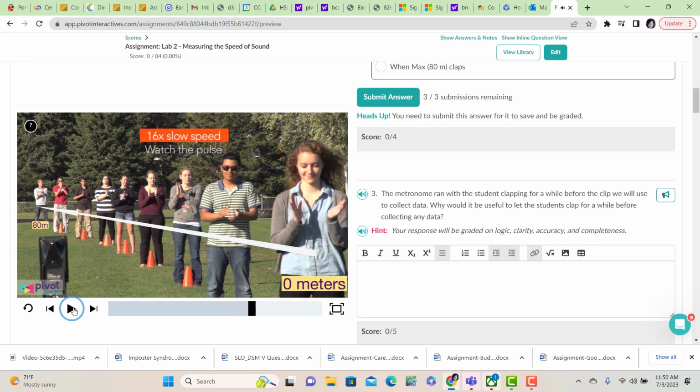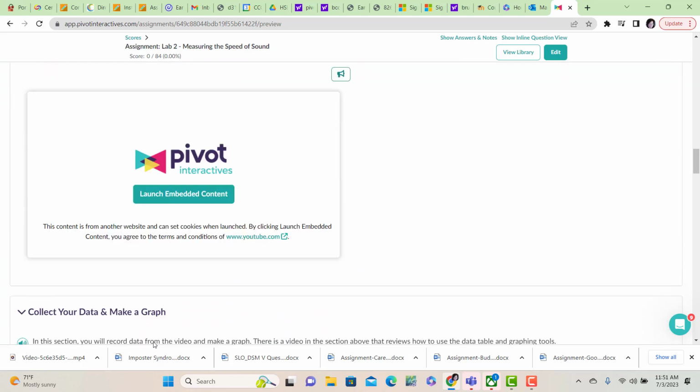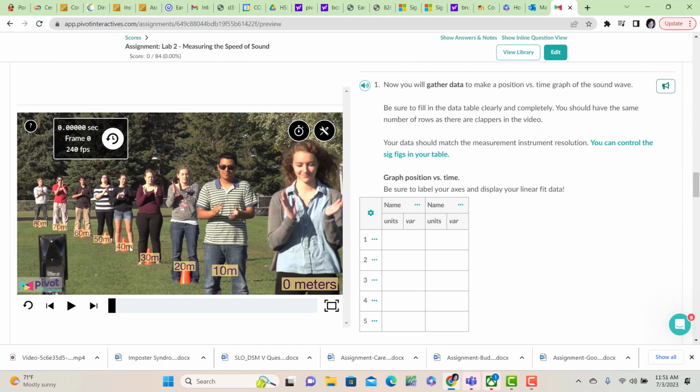So what you're going to do is you're going to end up measuring the time it takes the second person to make the first clap, then the time it takes the third person to make the third clap, and so forth. And they're all 10 meters apart. So basically you're going to get the time at which sound reached each of those students every 10 meters.